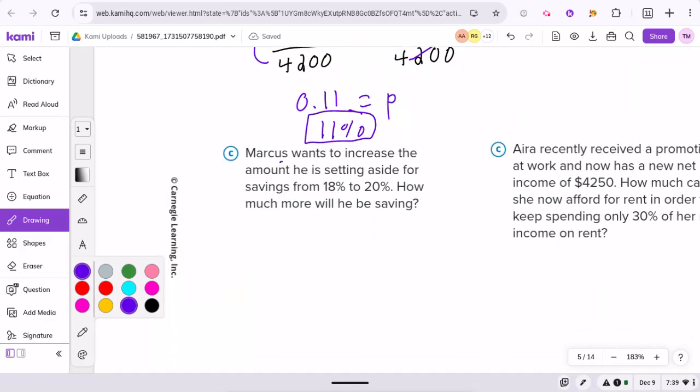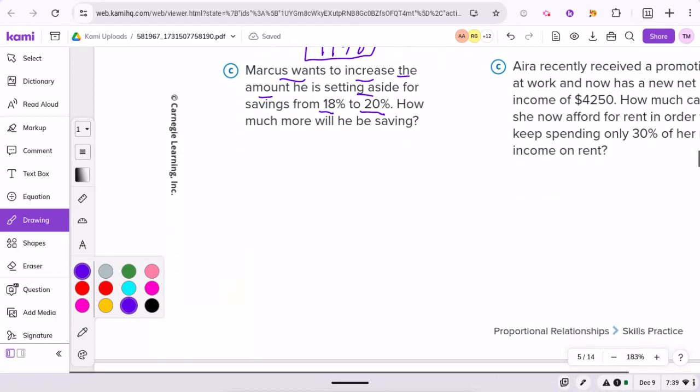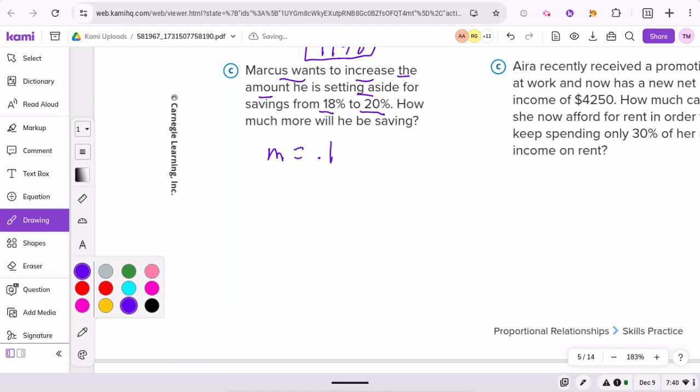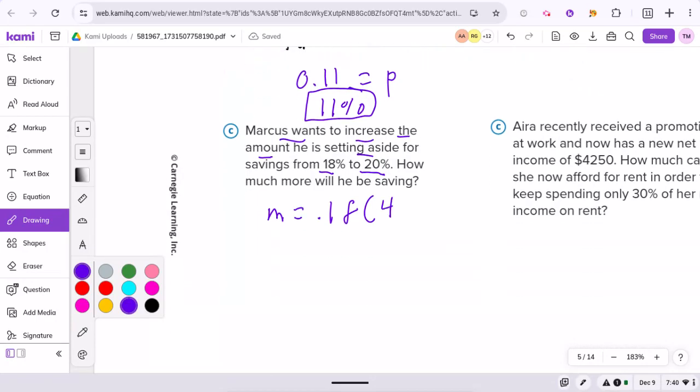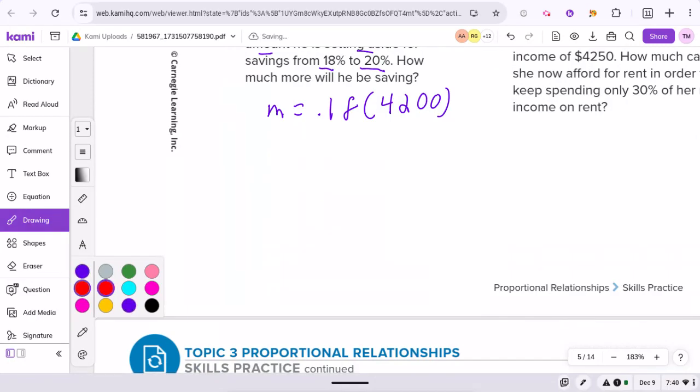Next one, Marcus wants to increase the amount he is setting aside for savings from 18 to 20. How much more will he be saving? So you're going to do a comparison of 18 and 20%. So how much per month? First, he's going to do 18% of his income, which is 4,200. And then he's going to compare that to if he put away 20%.